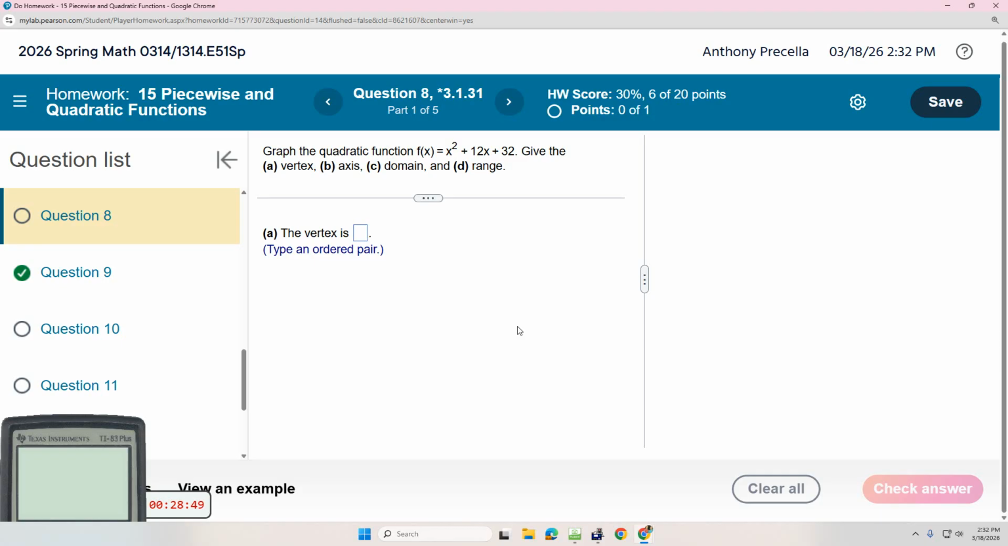So y equals x squared plus 12x plus 32. They're asking for the same thing here. We'll need the vertex, axis, domain. Oh, we should have done 7 instead. Do you mind if we change it to number 7? Because number 9 opened up, and number 8 opens up.